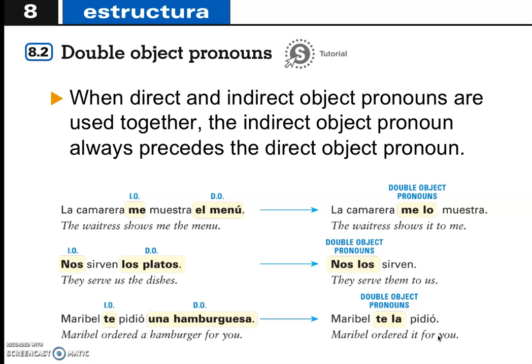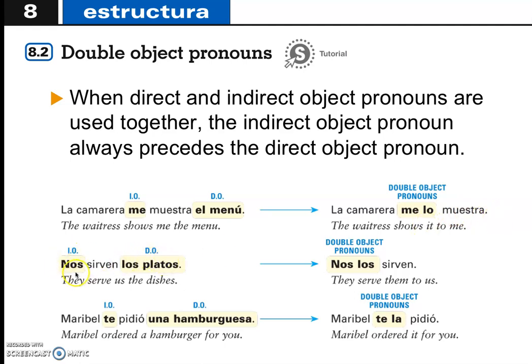All right, so when direct and indirect object pronouns are used together, the indirect object pronoun always precedes the direct object pronoun. In other words, it goes in front of. So let's look at a few examples here. La camarera me muestra el menú. All right, so here's the indirect object, here's the direct object. So now we want to say the waitress shows it to me. So we say la camarera me lo muestra. Right, so the me stays in the same place. And the lo, which is referring to el menú, goes in between the indirect and the verb, okay?